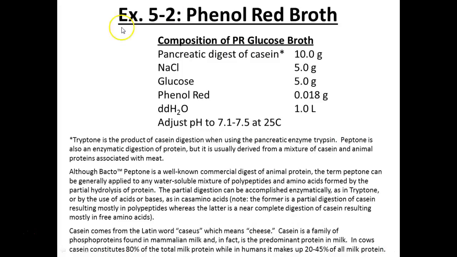So it has a pancreatic digest of casein. Anyone know where casein comes from? Milk, right? It's the protein that actually makes your milk white. That's why it's white. So this is a really good protein source. It's partially digested. Why would you want to do that?